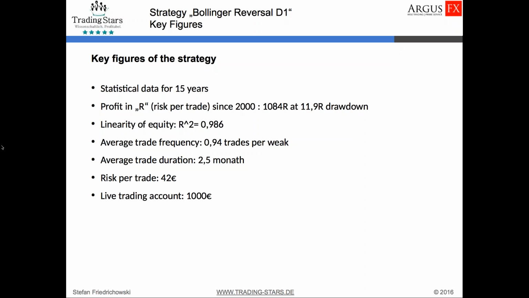In this case, we have a live trading account of 1,000 euro, and the risk per trade is 42 euros. We have a quite good linearity, and I'll show you the graph in the next slide. The trade frequency is more or less passive. So in average, we have only one trade per week, and the trade duration is about 2.5 months.